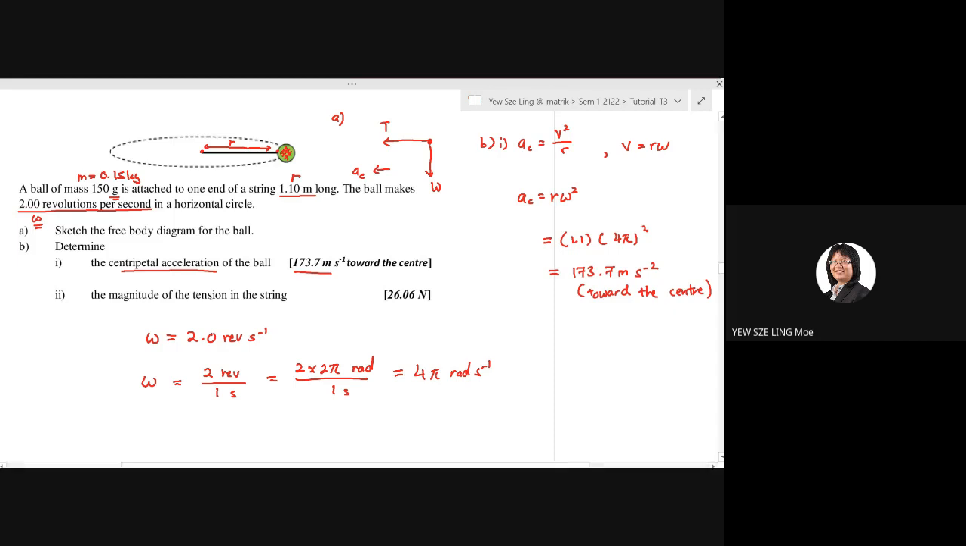So that is question B1. Now, question B2. B2 asks you to calculate just the magnitude. So now you don't need the direction.